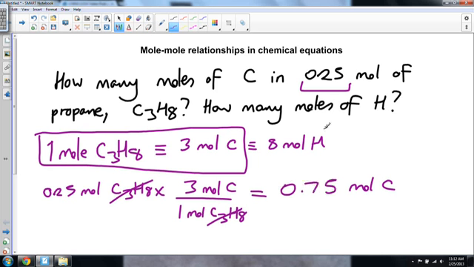If we had to do the same thing for moles of hydrogen, it'd simply be 0.25 moles of propane and 1 mole of propane on the bottom, and then 8 moles of hydrogen on the top. So 8 times 0.25 is 2. That'll give 2 moles of hydrogen.